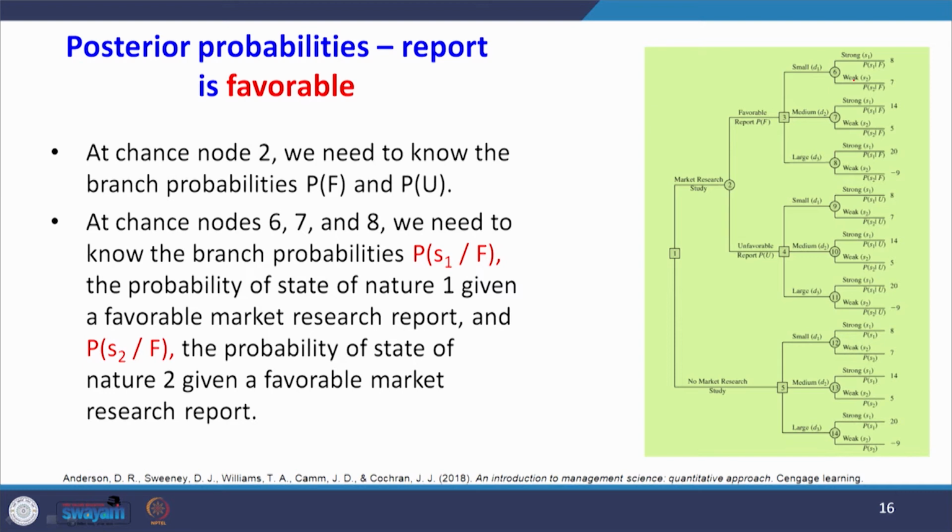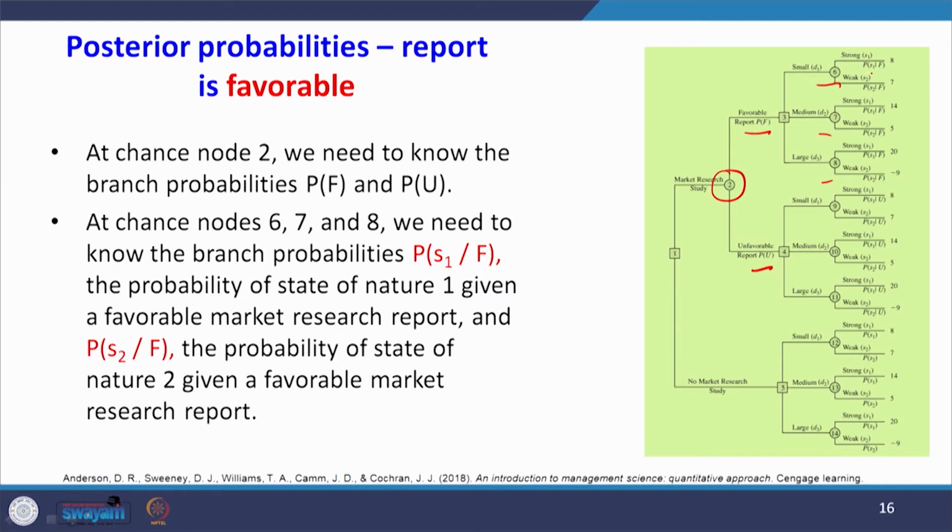Posterior probabilities when the report is favorable. At chance node 2, we need to know the branch probabilities P of F and P of U. At chance nodes 6, 7, 8, we need to know the branch probabilities. What are the branch probabilities?